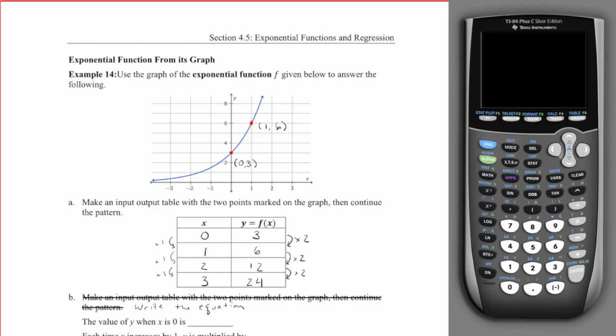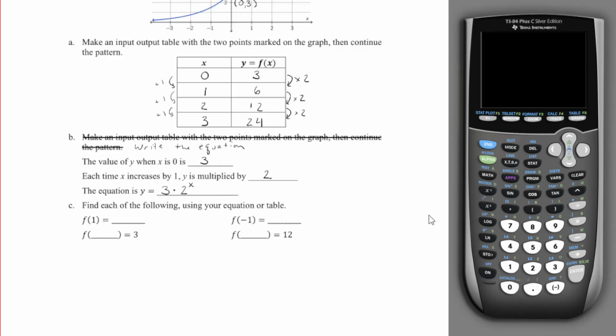The value of y when x is 0, that's 3. Each time x increases by 1, y is multiplied by 2. And so y equals our starting amount times the common multiplier to the x power. So we can answer some of the usual questions about functions using the table and the equation.